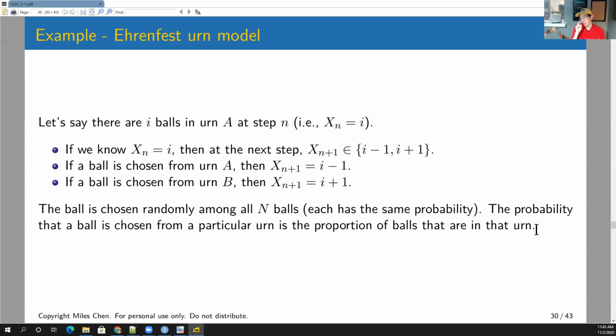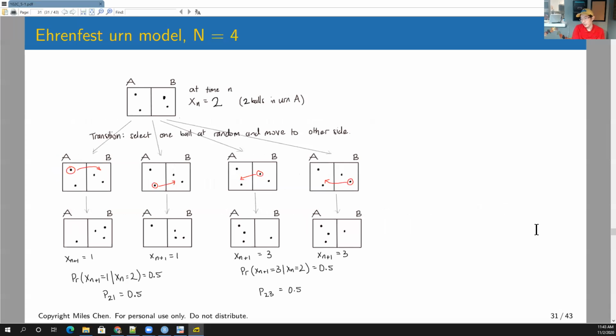Okay, so I've illustrated this with a set with n equal to 4. We have a total of 4 balls, and right now I've got 2 in A and 2 in B. So x at time n, x sub n, is equal to 2. We've got 2 balls in urn A. These are the 4 possibilities. We're going to select 1 ball at random.